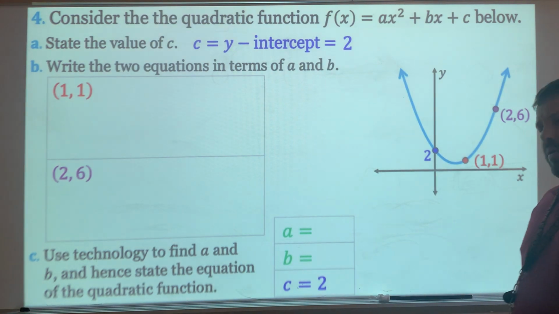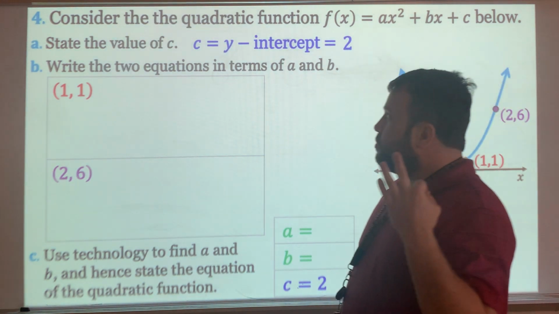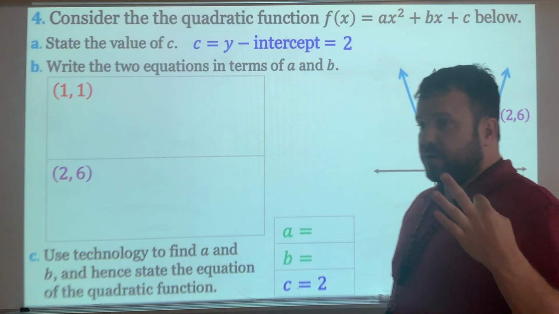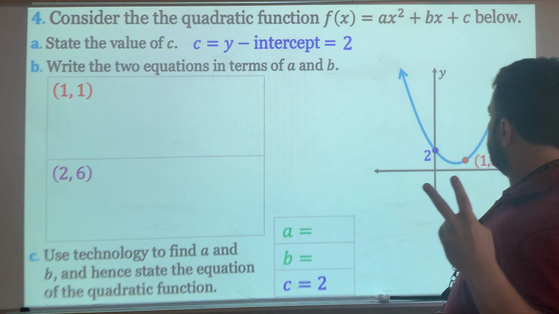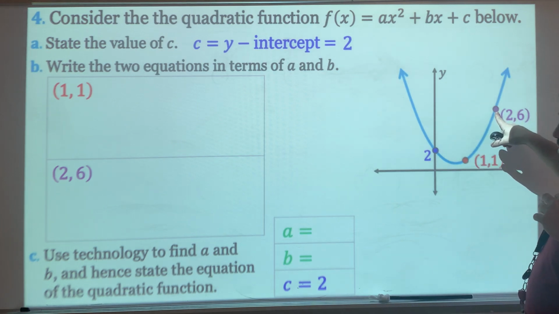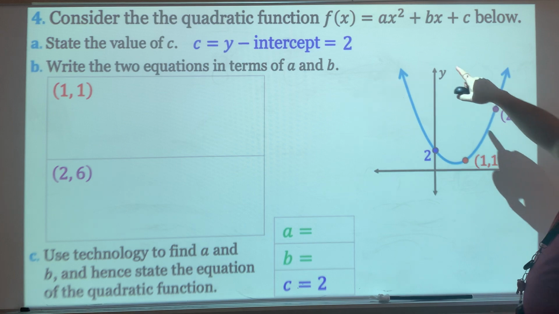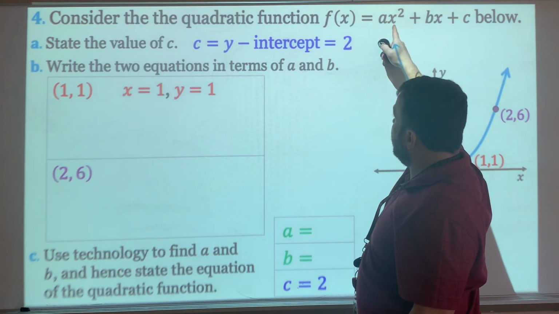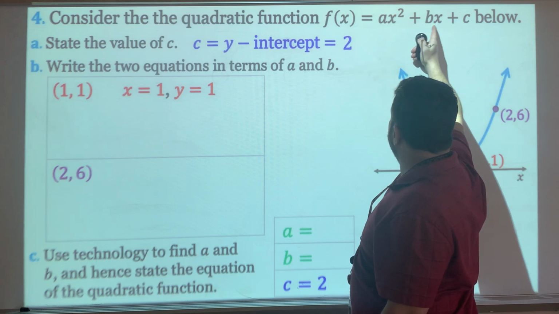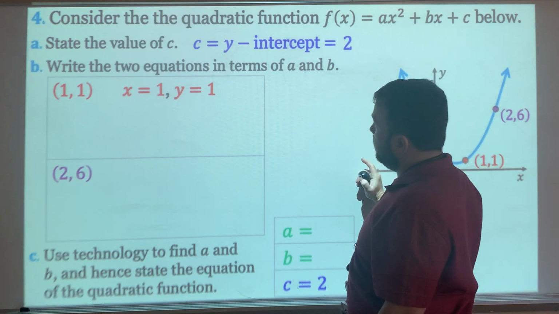Now, if you have 3 unknowns, you need 3 equations. You need 3 points. If you have 2 unknowns, you only need 2 points. So we only need 2 points because now we only have 2 unknowns. Okay, so we're going to change this up a little bit. So now that we know C is 2, this equation is technically ax squared plus bx plus 2, right?